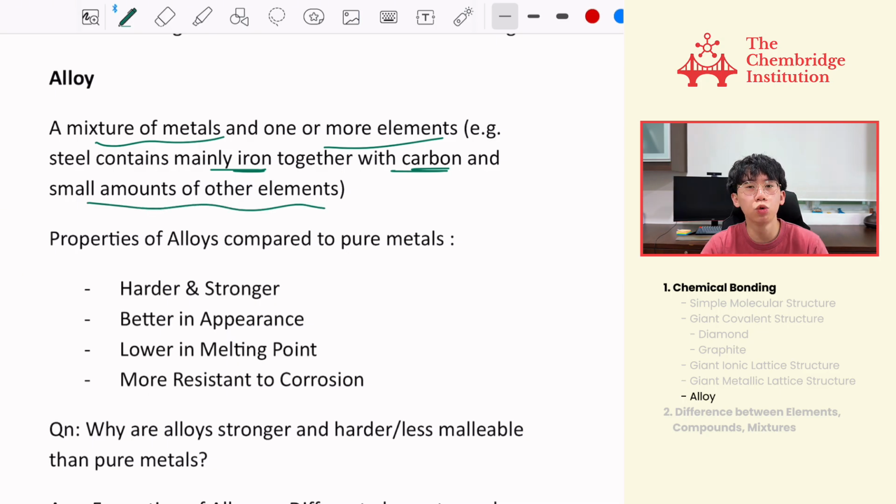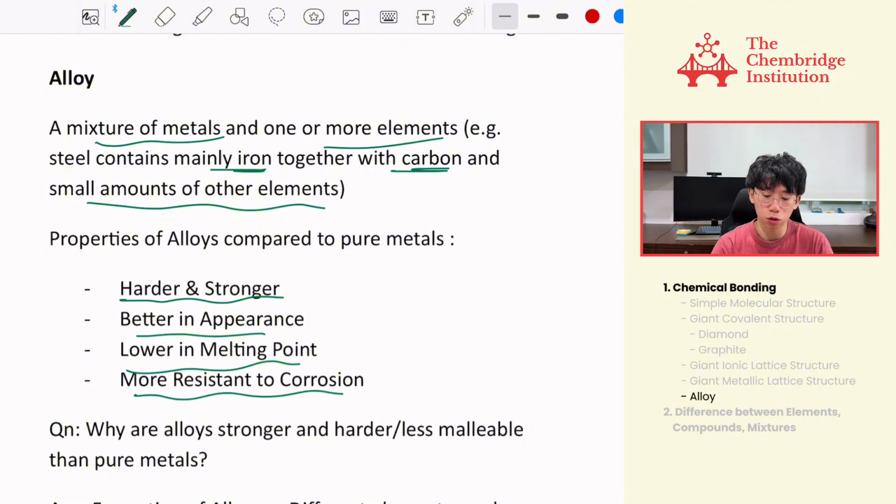So why do we use alloys? Because it has some special properties. Number one, it is harder and stronger. Number two, it sometimes looks better in appearance. Number three, it tends to have lower melting point. And number four, remember that it is very resistant to corrosion. So it's mainly because of these that we tend to use alloys.